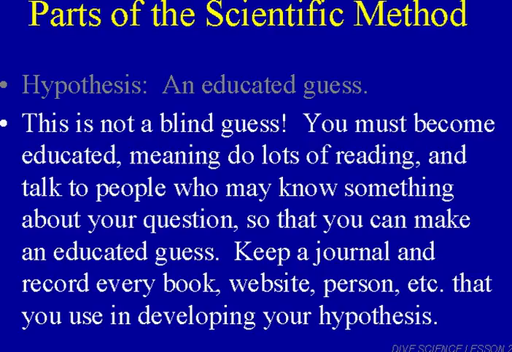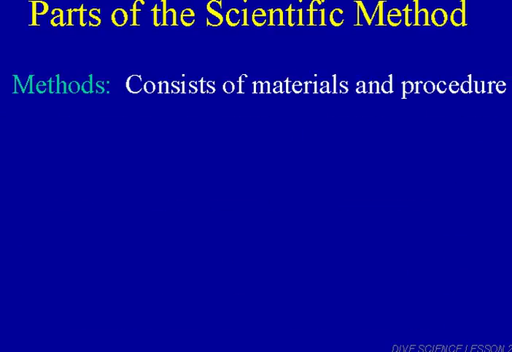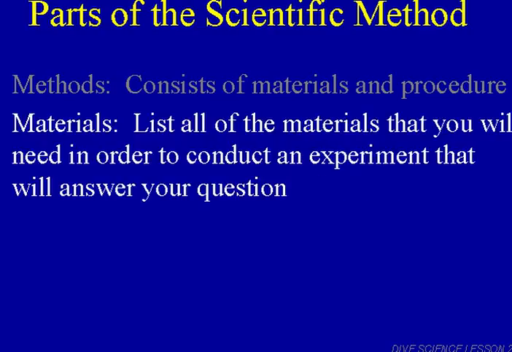So we've talked about our question. That's always how we start doing a science experiment following the scientific method. Then we have a hypothesis, and then next is actually performing the experiment. That's called the methods section. Question, hypothesis, then your methods. And that consists of two parts within the methods, the materials and the procedure. The materials, that's just all the materials that you'll need in order to conduct your experiment.